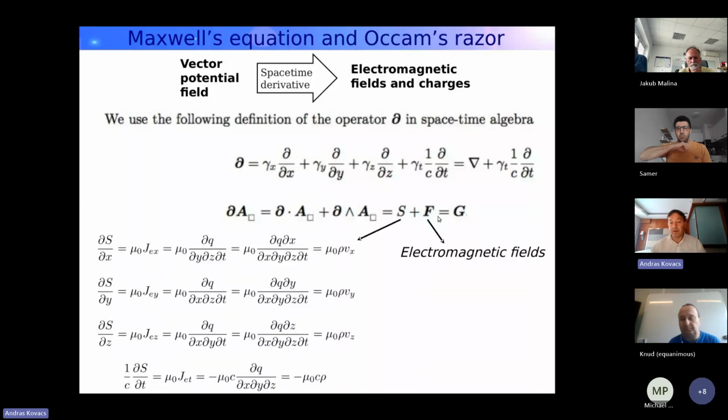Now, this bivector, for which we now use the symbol F, contains electromagnetic fields, and this is quite a standard practice in electromagnetism to use this formulation. However, in standard electromagnetism, the goal has been to apply some kind of a gauge to get rid of this scalar which naturally arises.